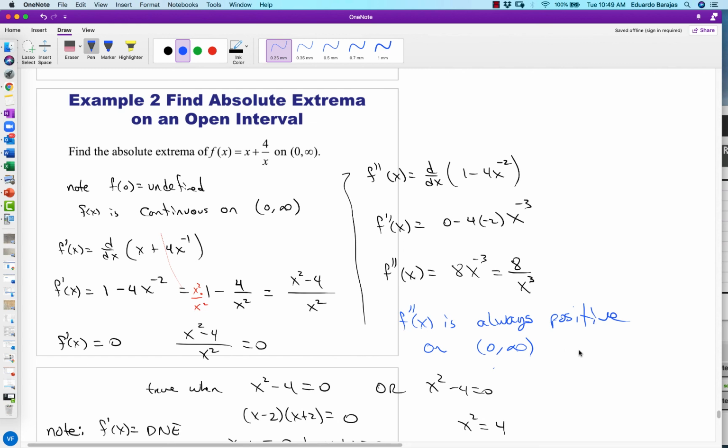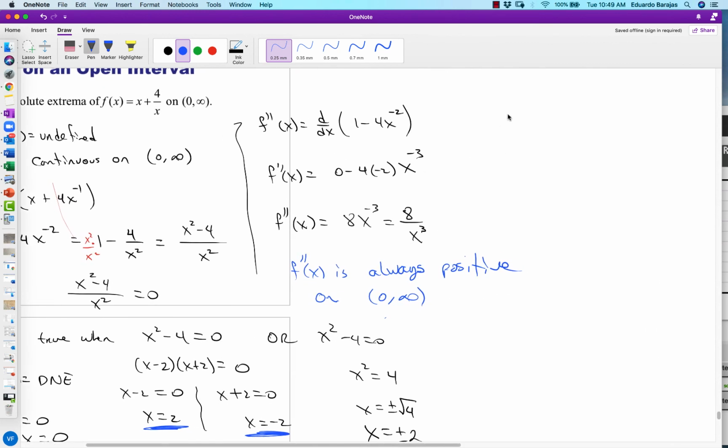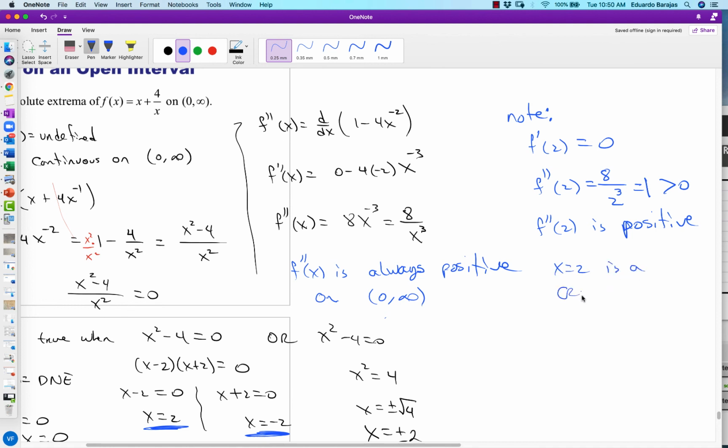So note, let's bring it all together here. So note that f prime of 2, we've established, is equal to 0. And also f double prime of 2 is just going to be equal to 8 divided by 2 cubed, which equals 1. But more importantly, it's greater than 0. So f double prime of 2 is positive. So we have everything we need. x equals 2 is a critical number.